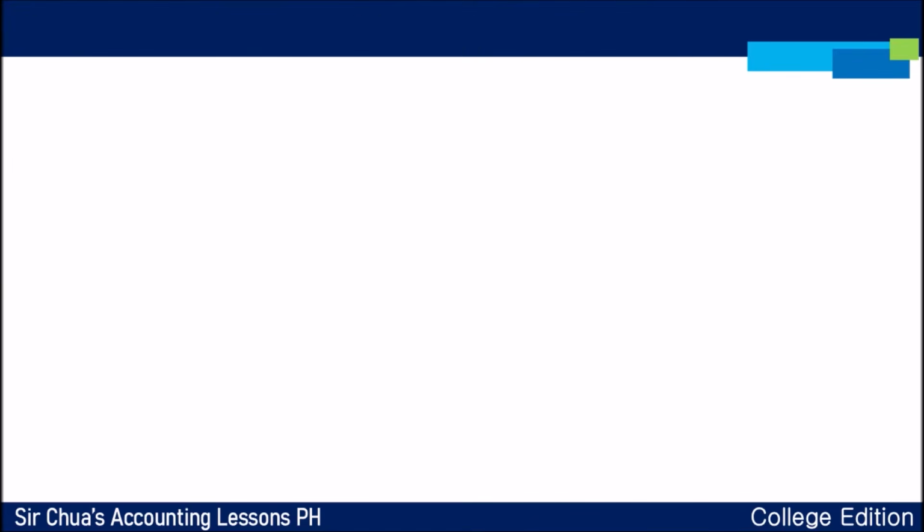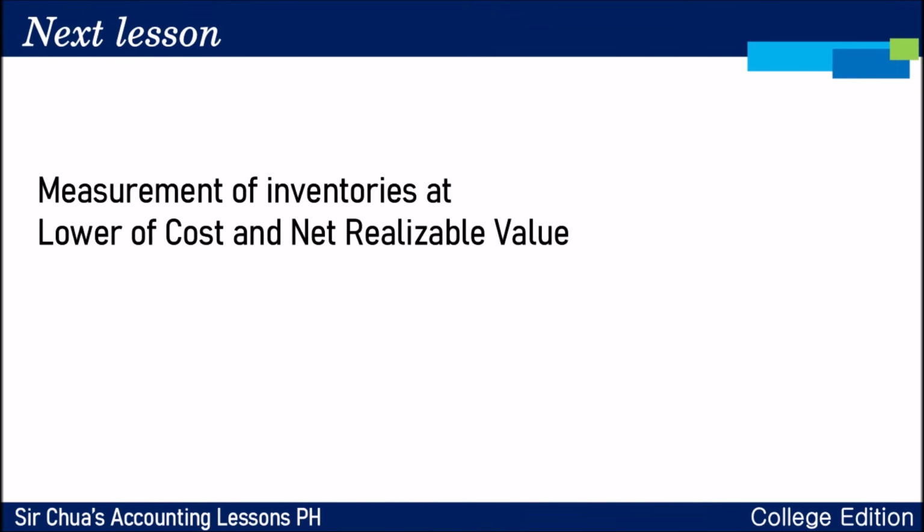Okay? So, thank you for listening, and our next lesson is the measurement of inventories at LCNRV, the lower of cost and net realizable value.